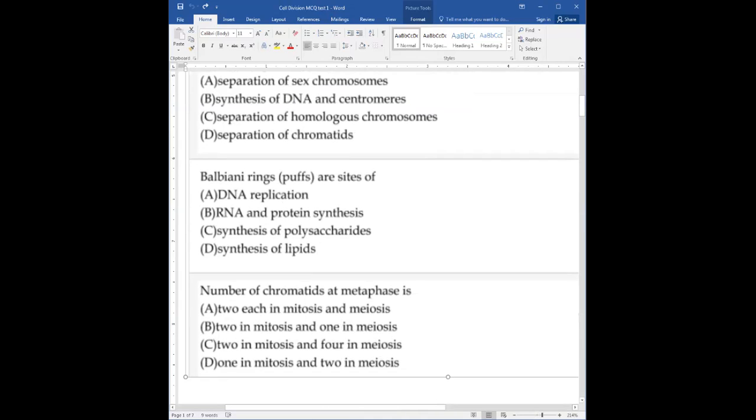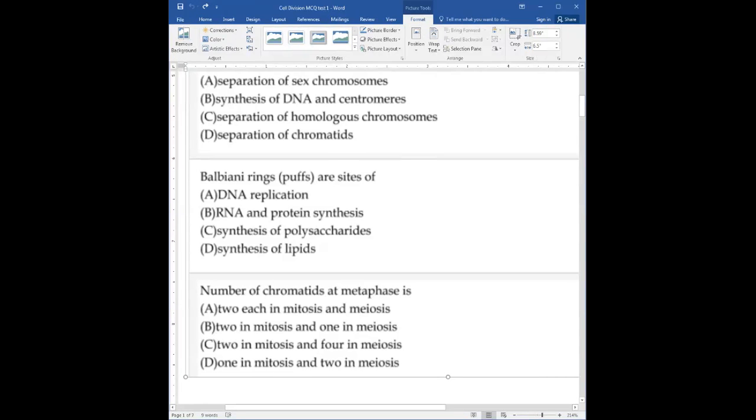Okay, now guys, this is a little important question. Balbiani rings. Keep it in mind, always keep this thing in mind. Balbiani rings are sites of... Now, on your DNA, in some cases, especially in prophase one, you will suddenly see small bulbs, a bulby kind of appearance of your DNA. Why is it happening? It is because of RNA and protein synthesis at that point.